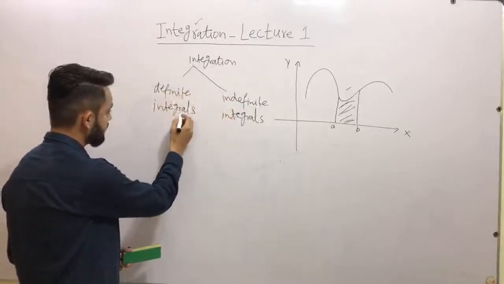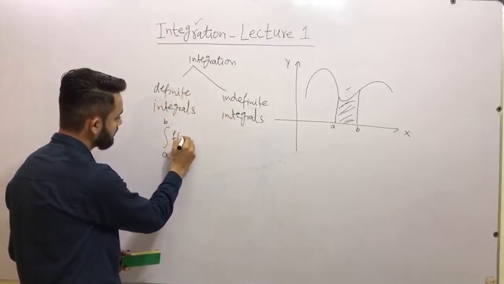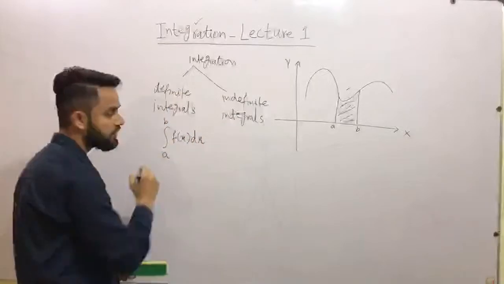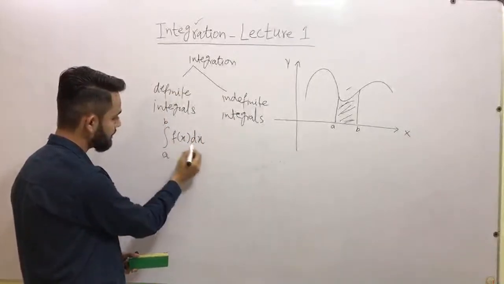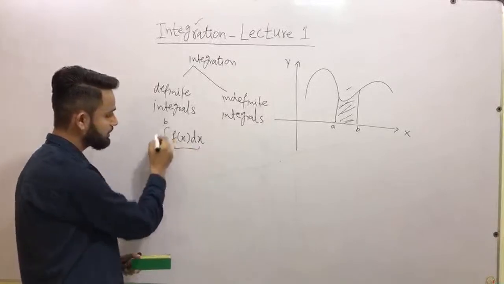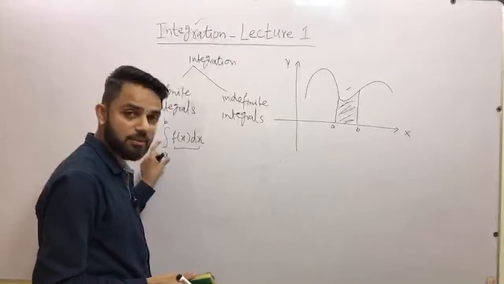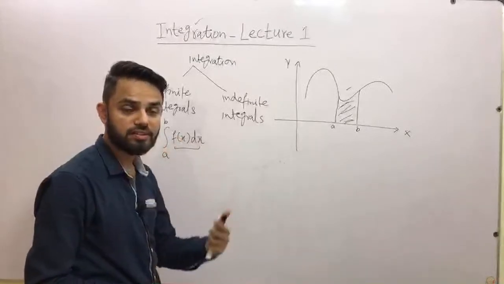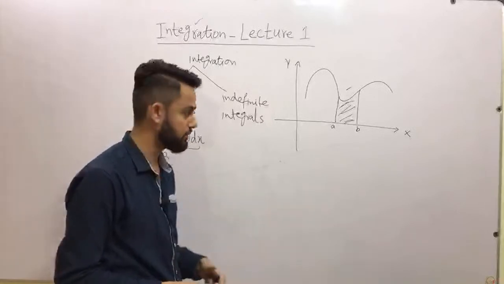Like I said, definite integrals are those integrals where the limits of integration are given to you. Let's suppose that we have a function f of x where the limits of integration are a and b, and this is dx. This is called a definite integral. In this type of integral, we do not use a constant of integration, which is c. I will also tell you in a minute why.